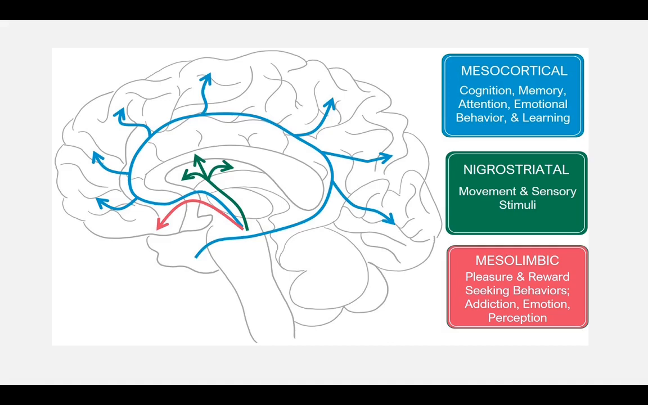Okay, now, if there are any disturbances in movement and in sensory stimuli, remember, perception has got to do with sensory stimuli. So nigrostriatal is the seat of movement and sensory stimuli. So if the sensory stimuli get disturbed, the part of the dopaminergic pathway affected is the nigrostriatal pathway. Okay, now mesolimbic pathway: pleasure and reward, seeking behaviors, addiction, emotion, and perception.